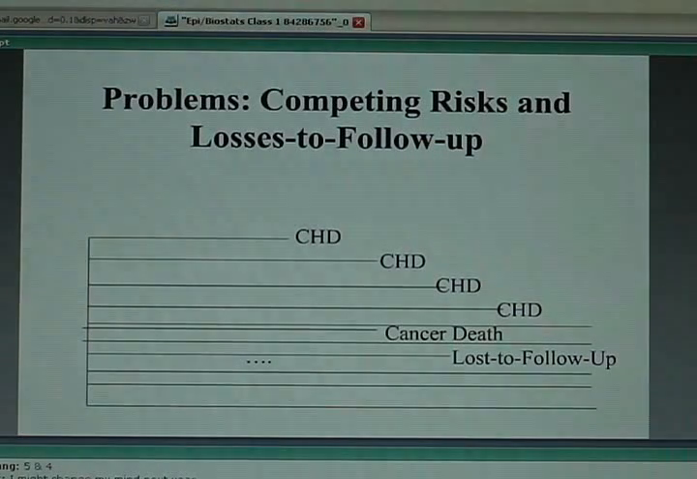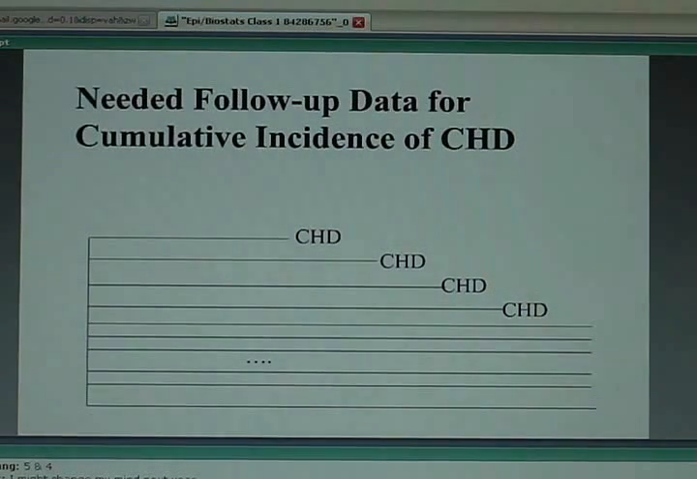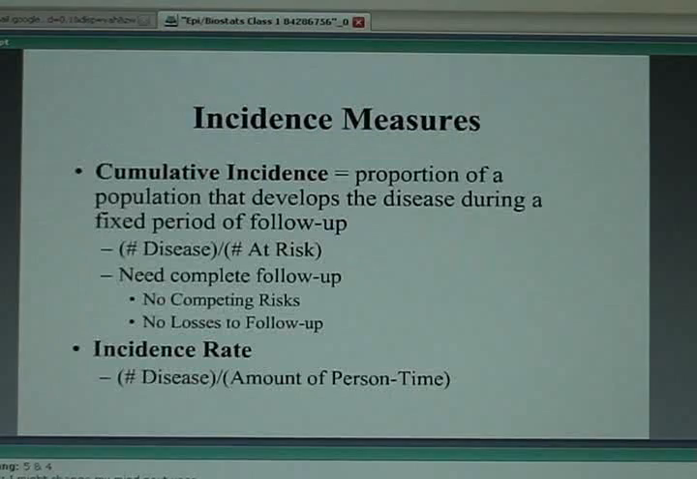But what can you do? Calculate incidence rates. You calculate the number of disease cases that occur, not divided by the number of people, but divided by the amount of person time. So the people who didn't develop coronary heart disease and were followed for 20 years, they give you 20 years of follow-up. The person who died from cancer 12 years into the study gives you 12 years of follow-up. The person who was lost to follow-up 14 years into the study gives you 14 years of follow-up.